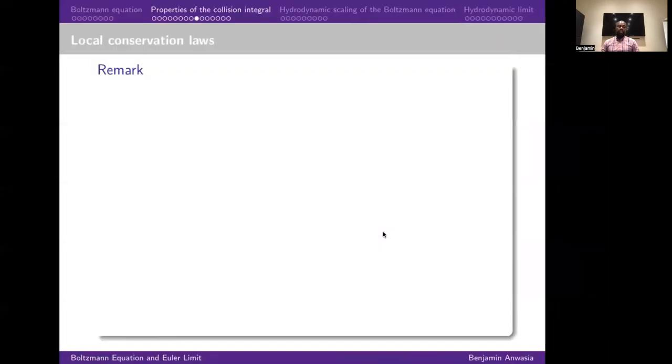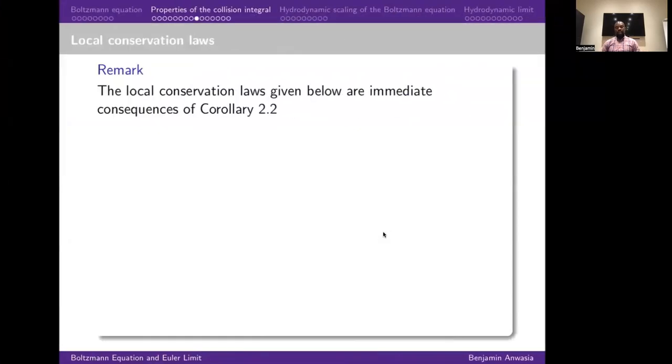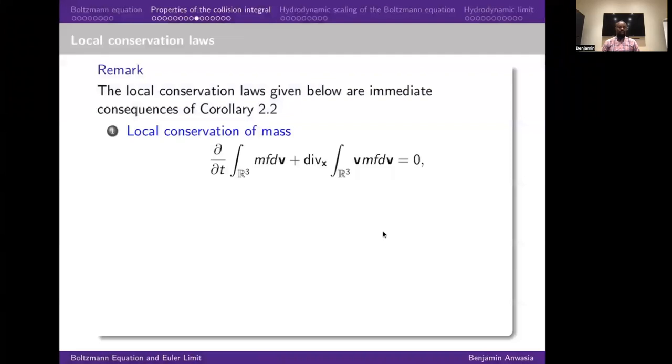Before introducing the notion of collision invariance, the following remark is a consequence of corollary 2.2. In particular, the local conservation laws given below are immediate consequences of corollary 2.2. 1, local conservation of mass. The local conservation of mass is obtained by multiplying both sides of the Boltzmann equation by the molecular mass and integrating the resulting equation over all possible values of the velocity variable.